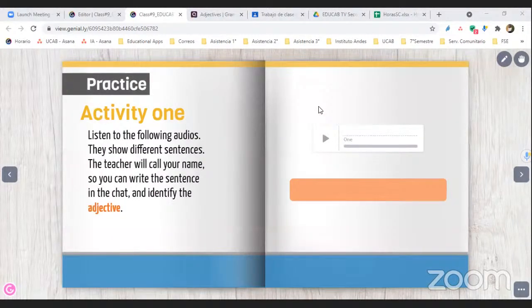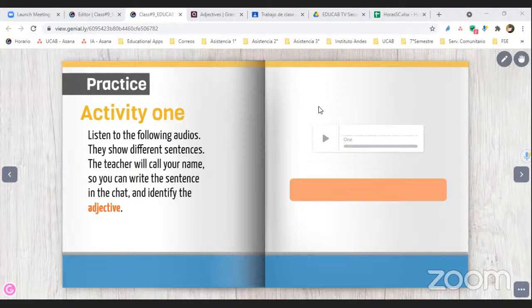So here we have a few audios, okay? They show different sentences. So I'm going to call your name in order for you to write the sentence in the chat. But if you have right now a piece of paper near you or a notebook, you can grab your notebook, grab a pencil, and write the sentences in your notebook, okay? So you can practice. So when I call your name, you can do a really good job in the chat.